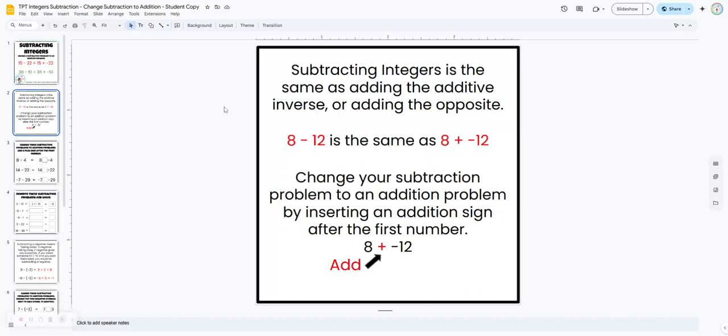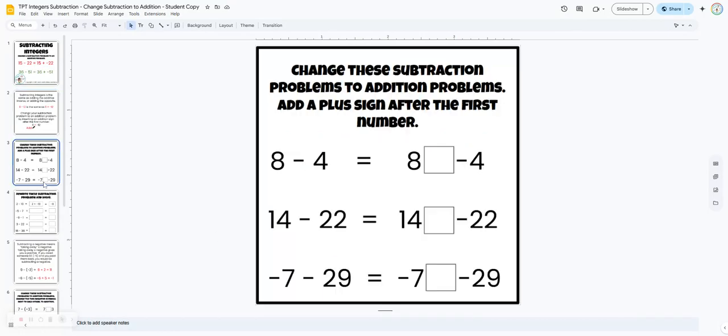So subtracting integers is the same as adding the additive inverse, or adding the opposite. So 8 subtract 12 is the same as 8 plus negative 12. All they're going to do is add a plus sign after the first number. That's all they have to do. So the next slide is very simple. They're just adding their plus sign to change the equation.